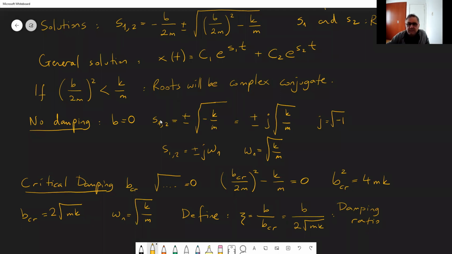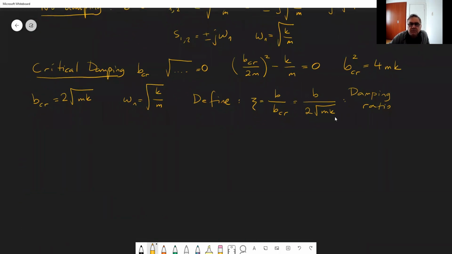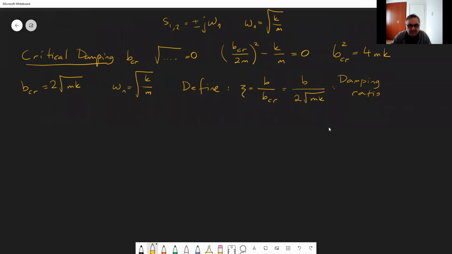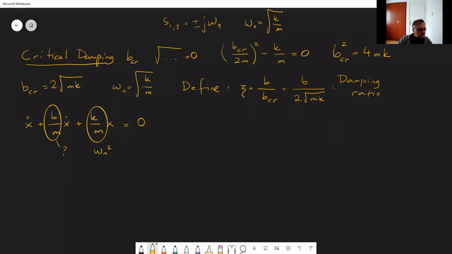Now, I will show you that I can write our original equation of motion as x double dot plus b over m x dot plus k over m x equals 0. We know that k over m is omega n squared. What is b over m? Let's try to find this out in terms of the parameters I have defined.